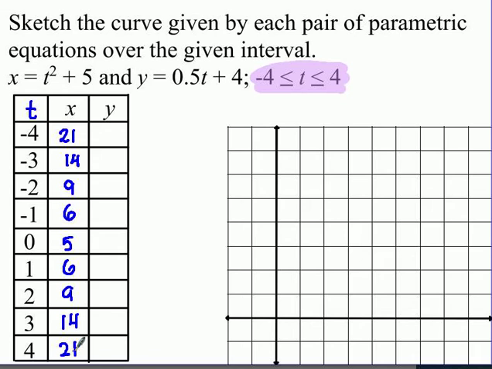Now we're going to do the same thing with the y. I'm going to plug negative 4 in for t. What do you get? 2. If I plug negative 3 in, what do I get? 2.5. What's the next one? 3. Then 3.5. Then 4. Then 4.5, then 5, then 5.5, and 6.